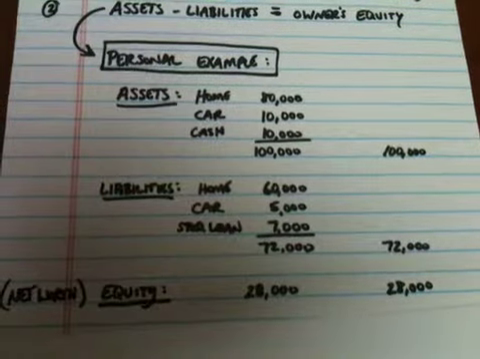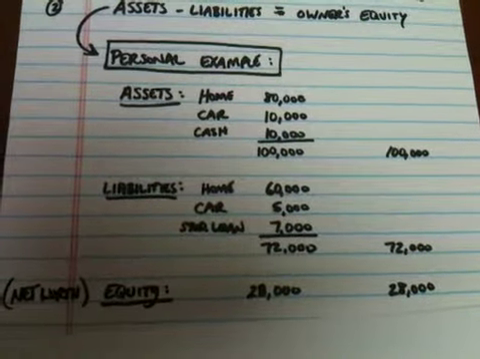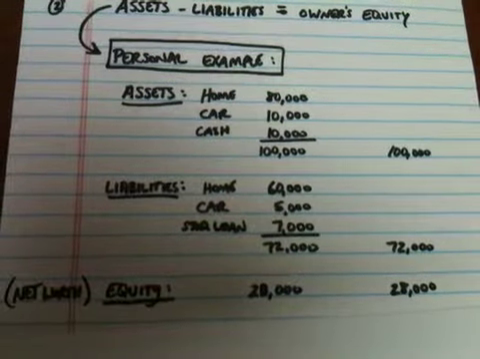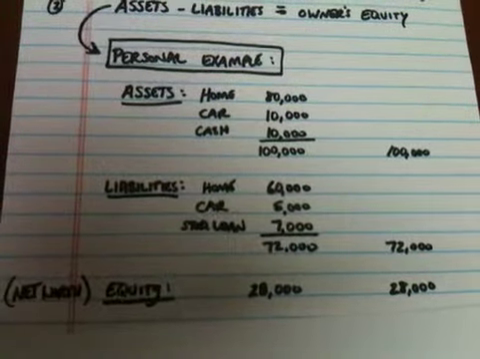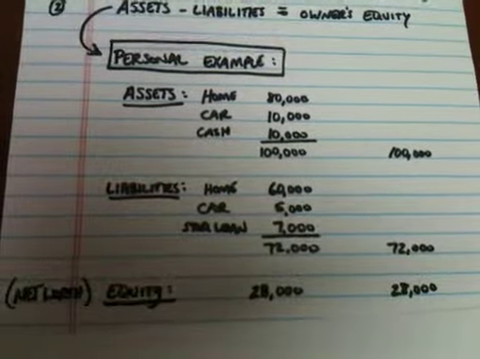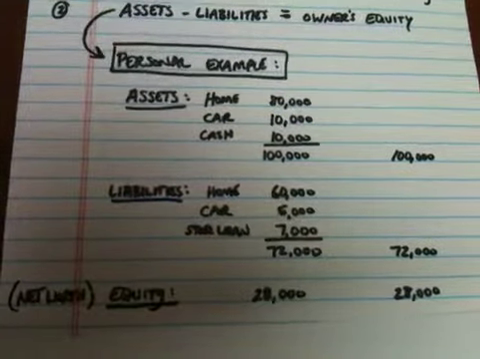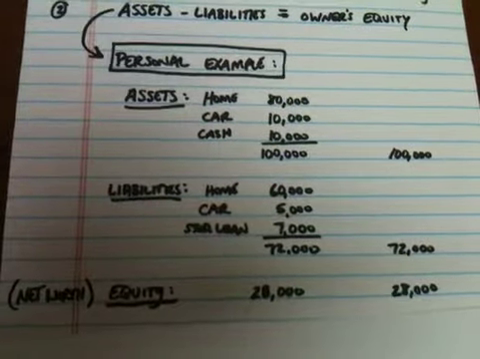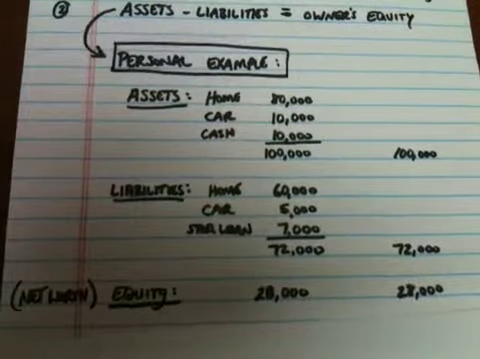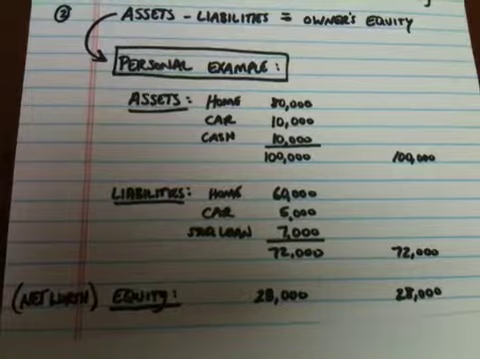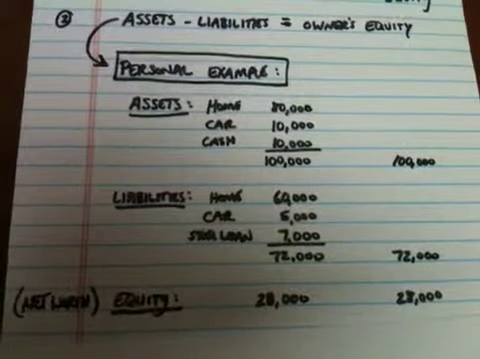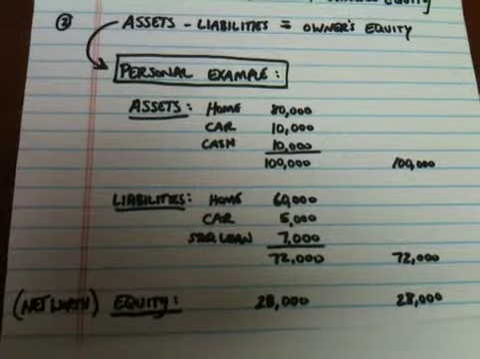And if you think about it, it makes sense. If they sell their home for $80,000 and they owe $60,000 on it, they've got $20,000 left over in equity. If they sell their car for $10,000 and they owe $5,000 on it, they're going to have $5,000 in equity. And they've got $10,000 in cash. If they pay off their student loan, they're going to have $3,000 in equity. So if you add those three together, you get $28,000. So that's how we get owner's equity.